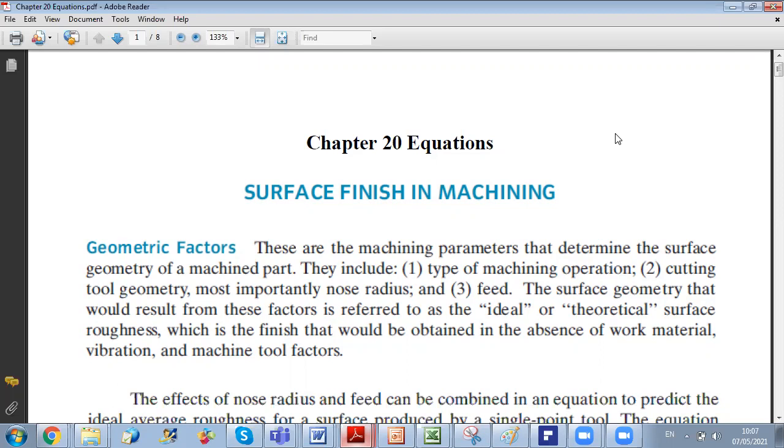The surface geometry that would result from these factors is referred to as the ideal or theoretical surface roughness. So we will learn together how to calculate the ideal value of the roughness. But since actually we don't always have things perfect, we might have a deviation from this value. This is why we will see how we can account for the variation between actual and ideal roughness.